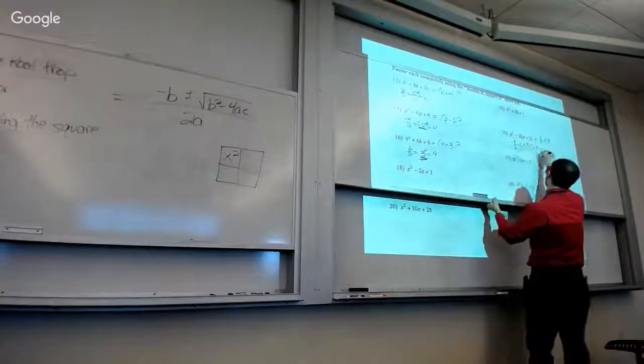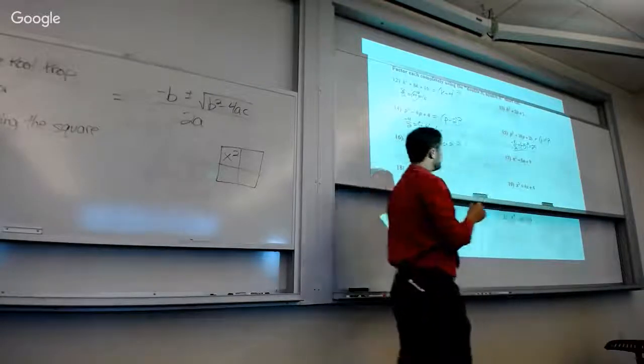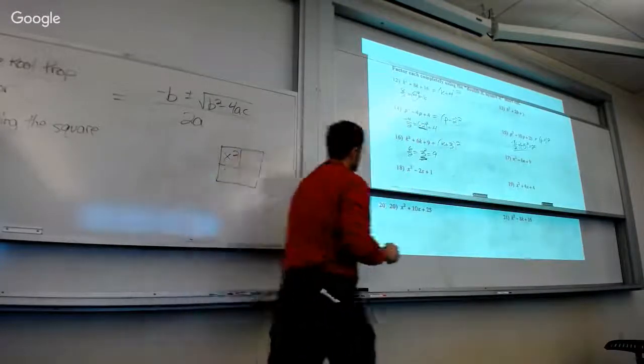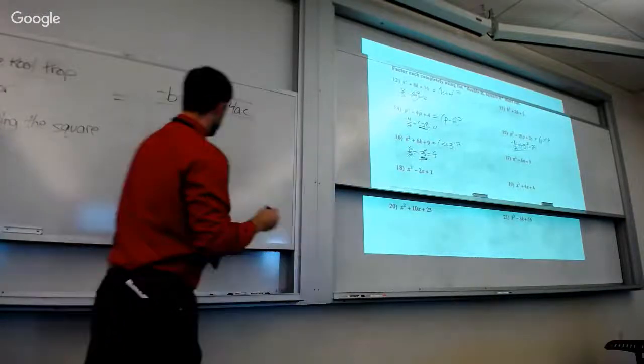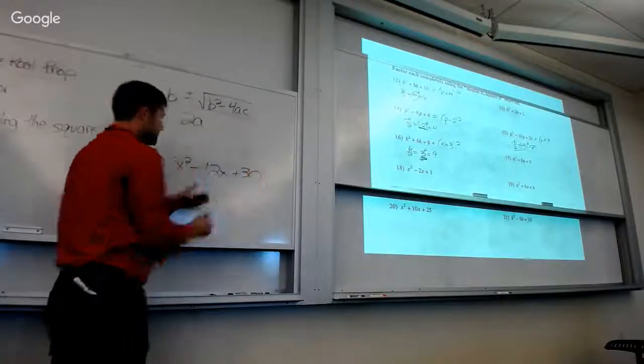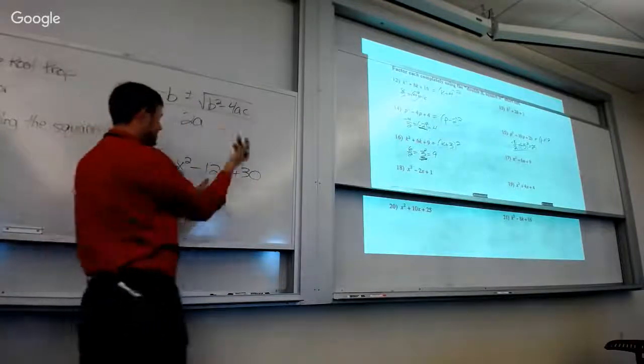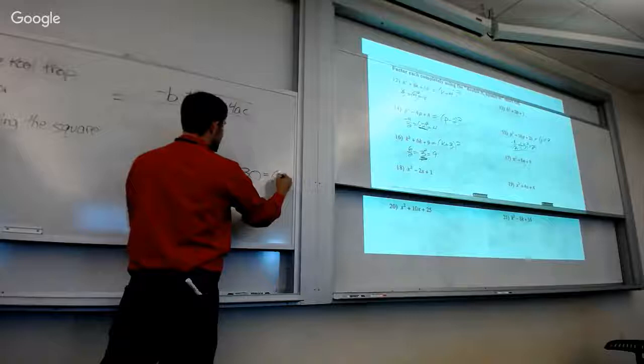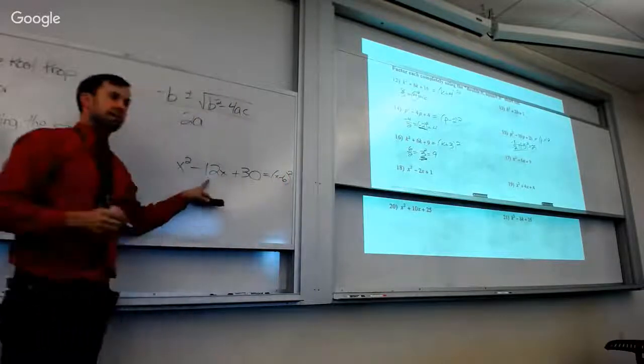Well, the thing is, you have to confirm that it even works. For instance, if I just gave you a totally random trinomial like x squared minus 12x plus 30, can you just do half of the middle term and say, oh, half of -12 is -6, so I'll just go ahead and say x minus 6 squared? Can you do that?